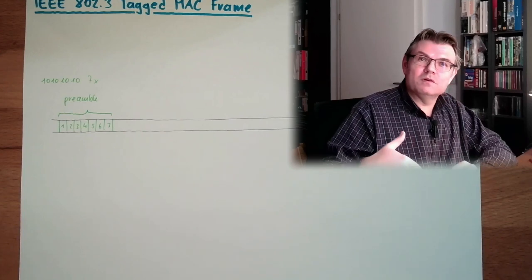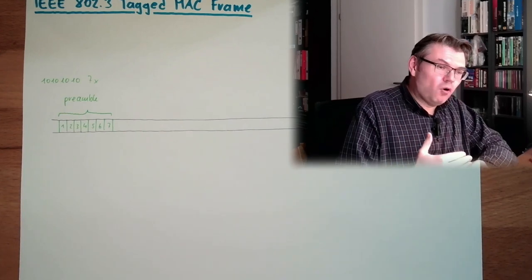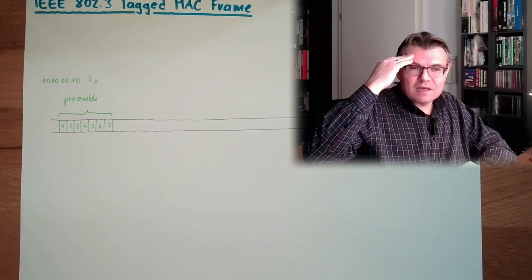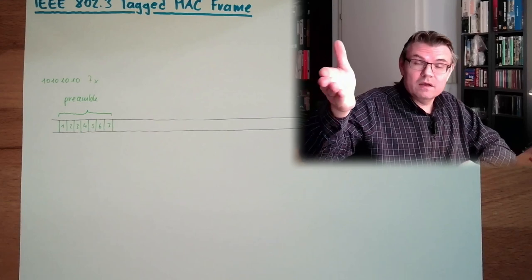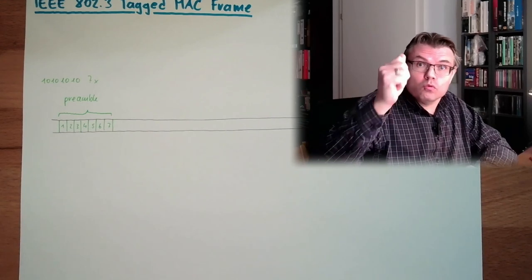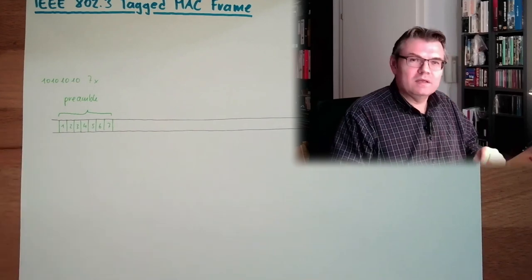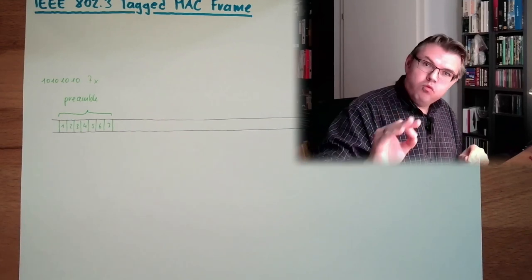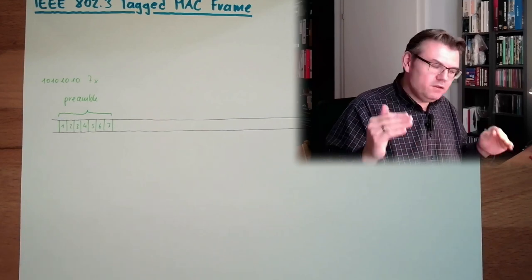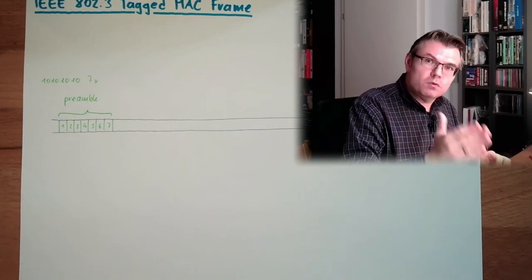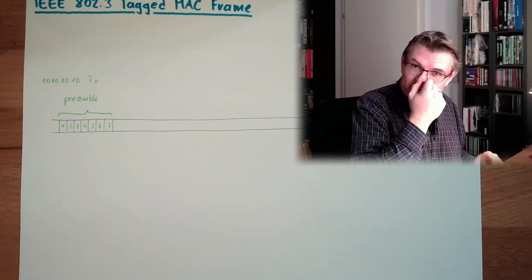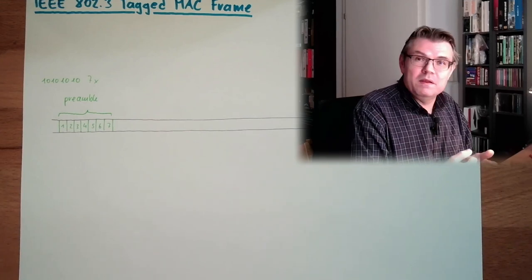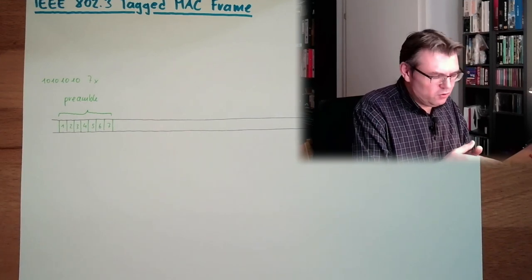But in former days, all the elements needed to notice that something is going to start. Then we could synchronize, and then we can talk to each other. First, we need to synchronize, and this 01010101 was for synchronizing reasons. Nowadays, it's just in there for compatibility reasons. We don't need it anymore.